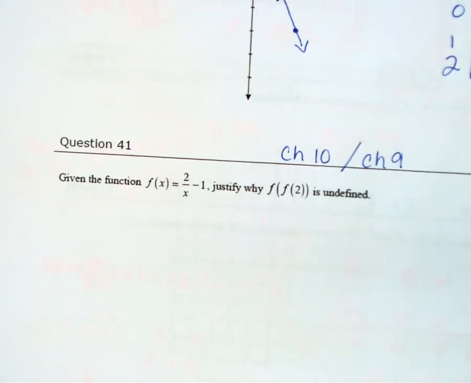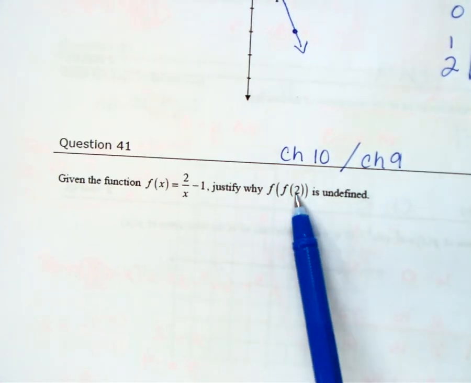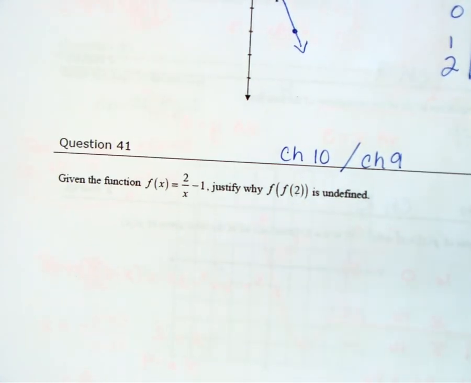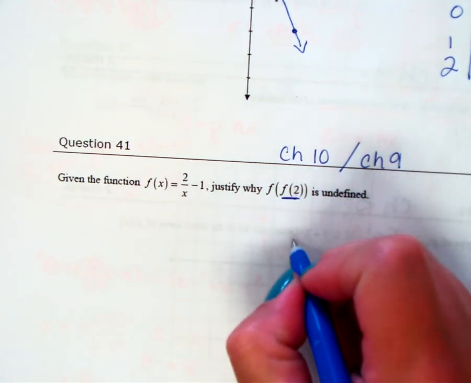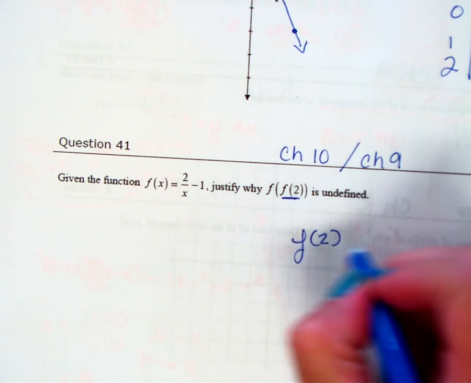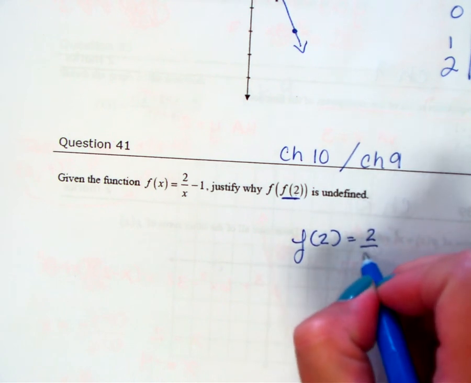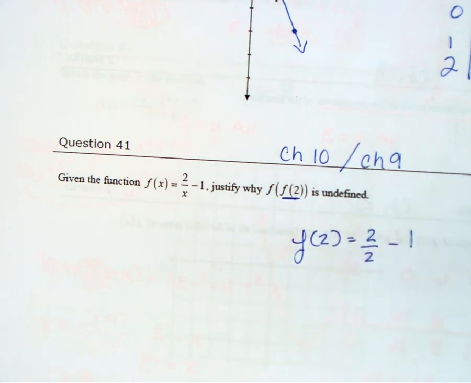Given the function f of 2, why is it undefined? Justify is nice because you can use math to do it. So I would start here and I would evaluate this. So what is f of 2? 0.